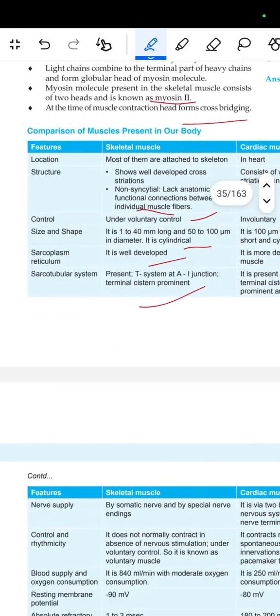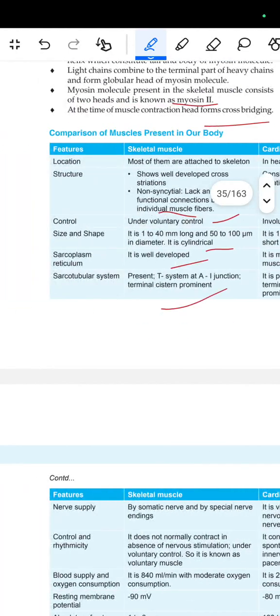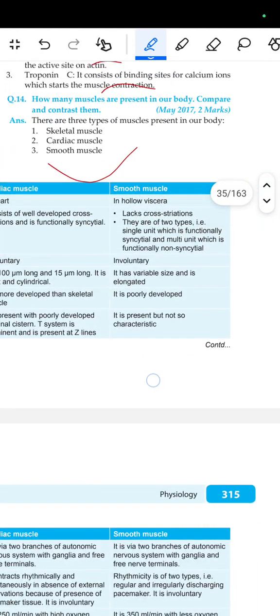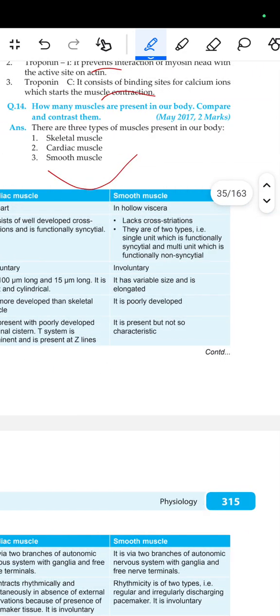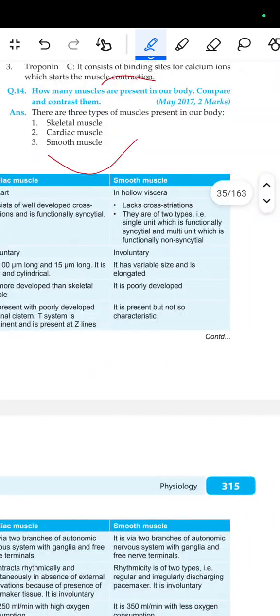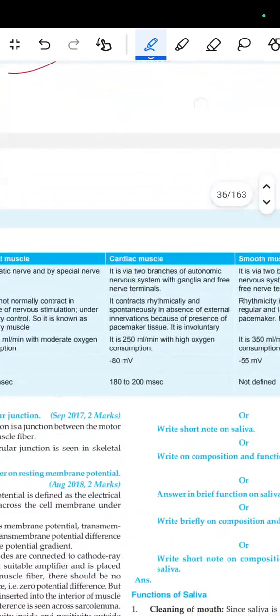Next comes smooth muscle. Location: in the hollow viscera. Structure: lacks cross striations. There are two types, single unit which is functionally syncytial and multi-unit which is functionally non-syncytial. Control: involuntary. Size and shape: it has variable size and is elongated. Sarcoplasmic reticulum: it is poorly developed, and the sarcotubular system is present but not so characteristic.